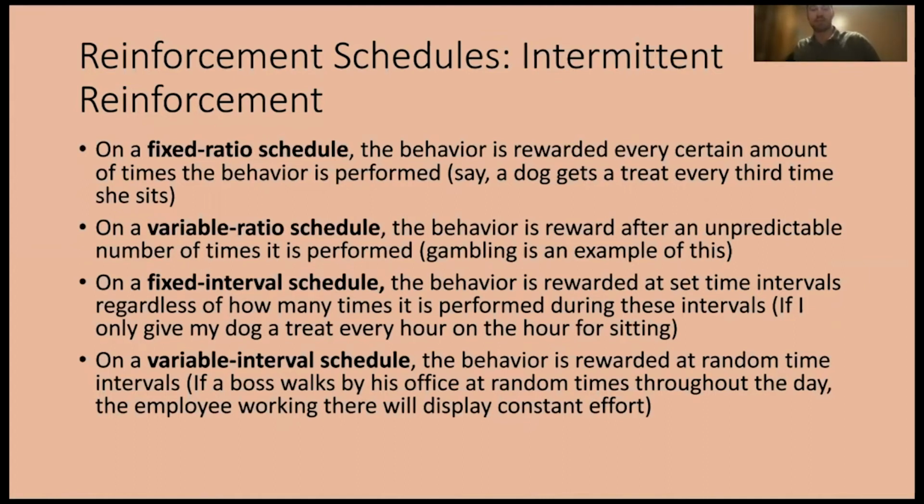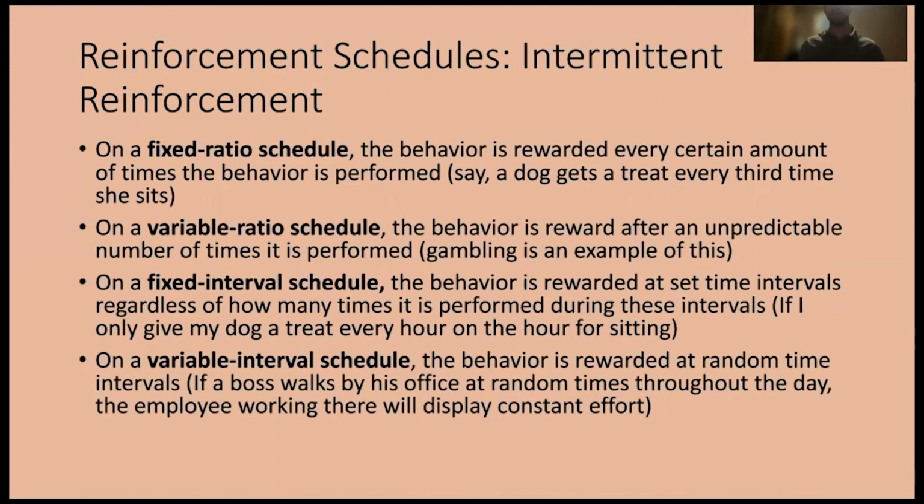A fixed interval schedule is when the behavior is rewarded at set time intervals, regardless of how many times it's performed during these intervals. So if I only give my dog a treat every hour on the hour for sitting, it doesn't matter how many times they sit within the hour, they're only going to get it at that hour. And the dog will eventually learn this. So the response to the stimuli that are presented to the dog that are far away from the interval where they're going to get a treat, the behavior is actually not as strong.